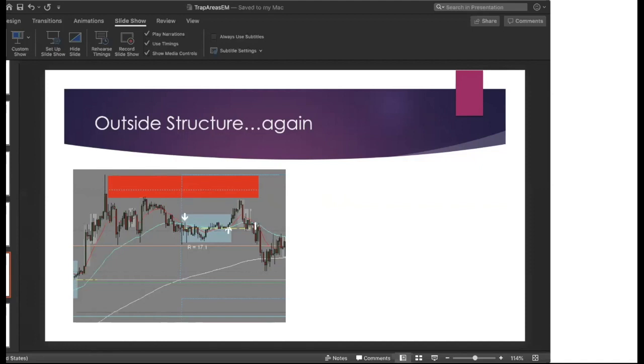Oh, blimey, that's a lot. That's a lot of arrows. Okay, so let's go find some outside structures that I was talking about, or pin bars.